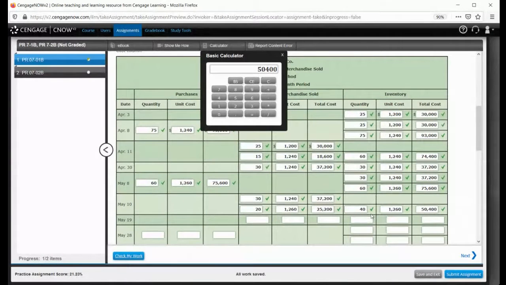And so my ending inventory consists of 40 units in ending inventory. The total cost of my ending inventory is 50,400. Again, we're using the first in, first out method. So the first units that were purchased are going to be the first units that are sold.